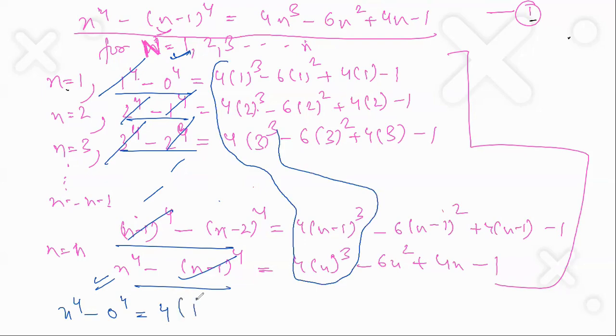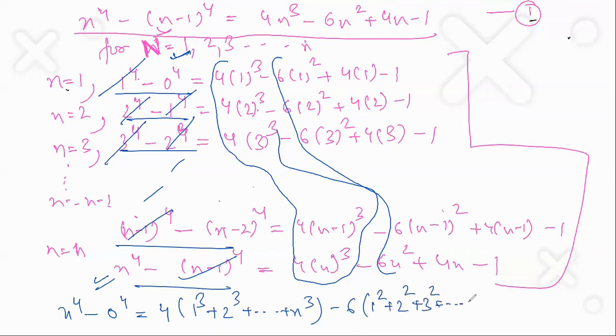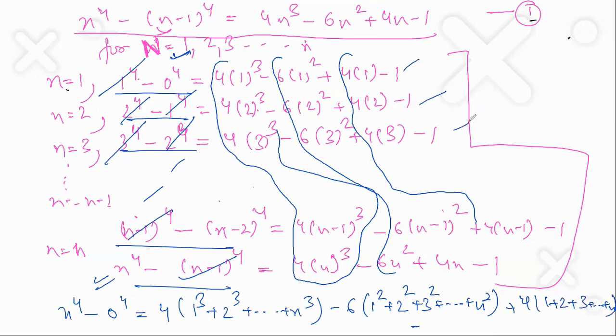I'm taking 4 as common. So what is left? 1 cube, 2 cube, 3 cube till n cube. Then these values will get added with each other because they are like terms. Because there is a minus sign outside 6, take minus 6 into 1 square plus 2 square plus 3 square dot dot dot n square. These all are like terms. So plus 4 into 1 plus 2 plus 3 dot dot dot plus n. And there are so many ones, and how many terms do we have? We have n terms, so it will become minus n, right? So this is the final result.